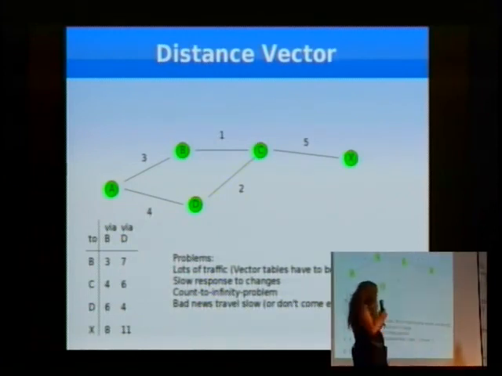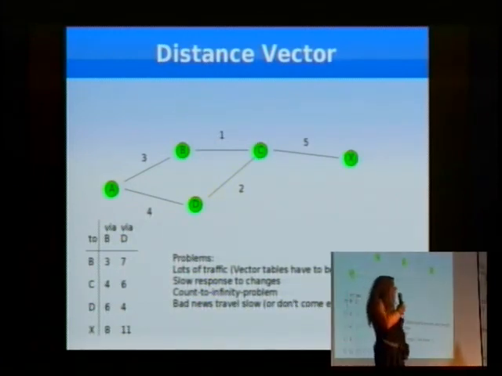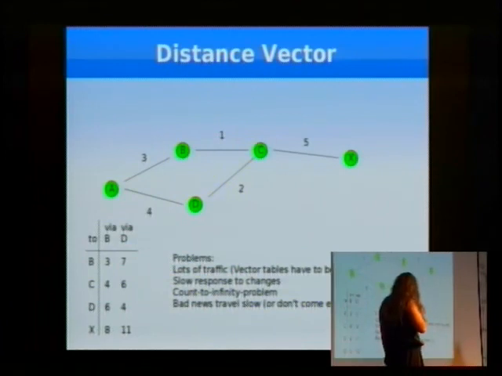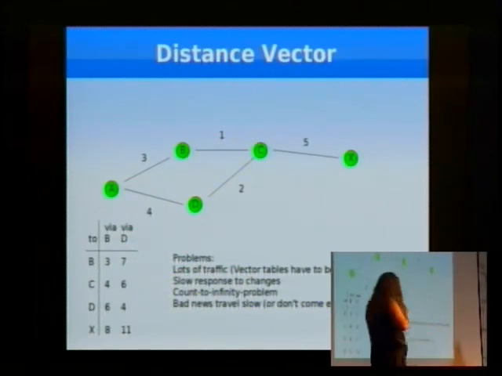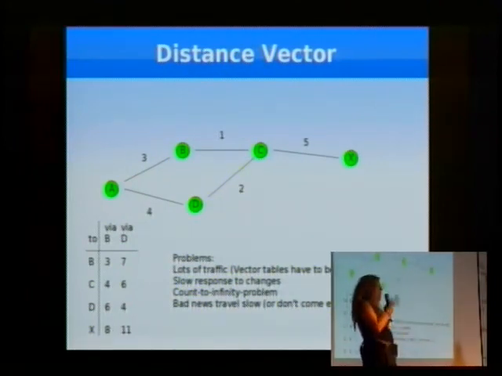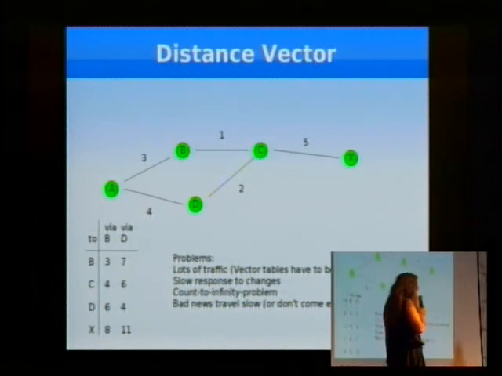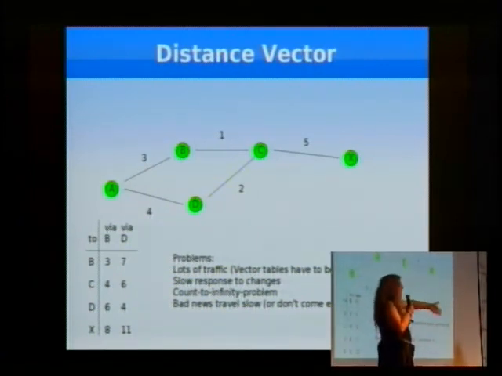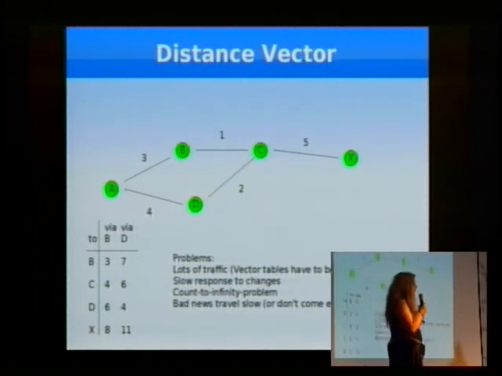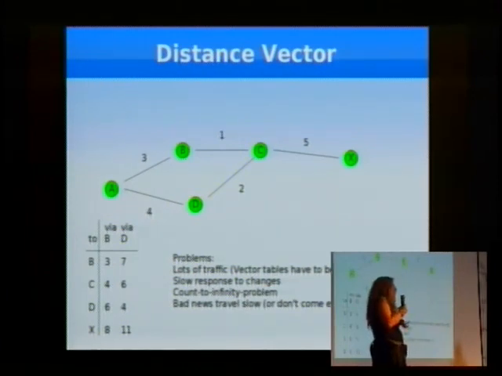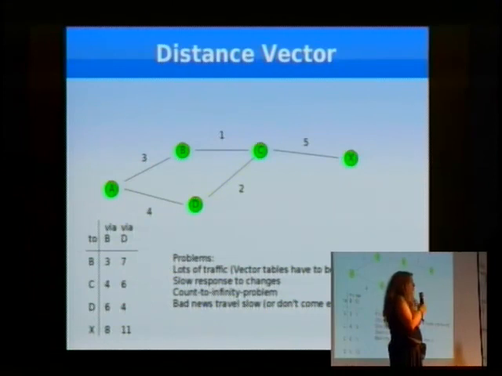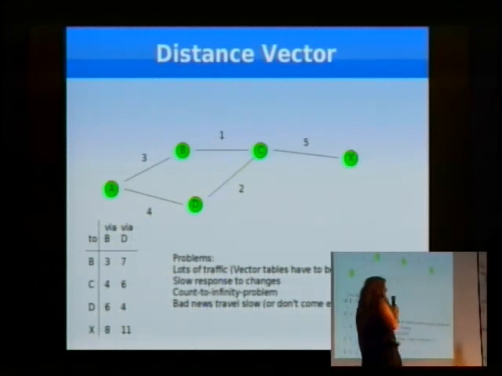This causes lots of traffic. It is very slow responding to changes. There are some really funny problems in the algorithm, like the count to infinity problem, and the problem that bad news travels slow. So you may believe there is a very good route, but it doesn't exist anymore, and it takes a long time to learn. And if you depend on a node giving you a packet telling you, hey, this doesn't work anymore, but this node is not accessible anymore, you'll never learn that it doesn't work, and you still believe in that route. So it's not really useful.